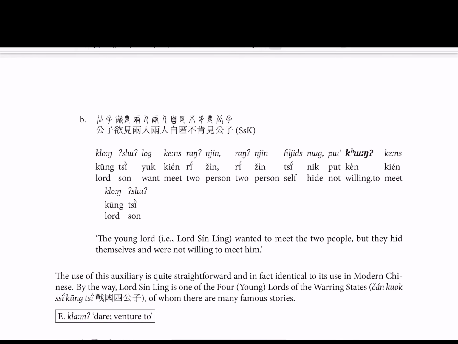Let's move on to the sentence in 10b. The young lord, that is Lord Xingling, wanted to meet the two people, but the two people hid themselves and were not willing to meet the young lord. Kronslu means the young lord. Lok is the auxiliary verb for want that we have learned. Kens rangin means meet two people, but rangin, the two people, hid themselves. Pu kung, not willing to. Here is the second auxiliary verb, kung, be willing to. Kens kronslu. We don't know why those two people did not want to meet the young lord, but at least we know how to use the auxiliary kung now.